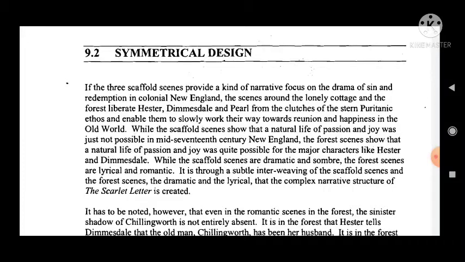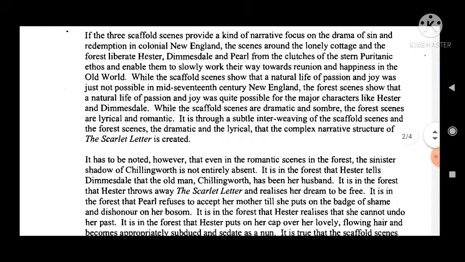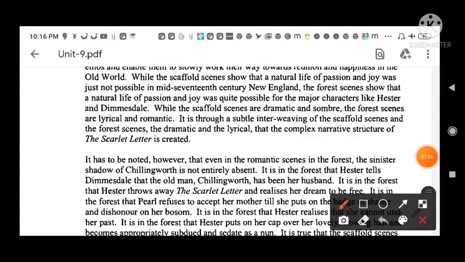While the scaffold scenes show the natural life of passion and joy was not possible in mid-17th century New England, the forest scenes show that it was quite possible for the major characters like Hester and Dimmesdale. While the scaffold scenes are dramatic and somber, the forest scenes are lyrical and romantic. Here is the main key point you can note down in your notebook: there are three scaffold scenes in this novel, and while the scaffold scenes are dramatic and somber, the forest scenes are lyrical and romantic.